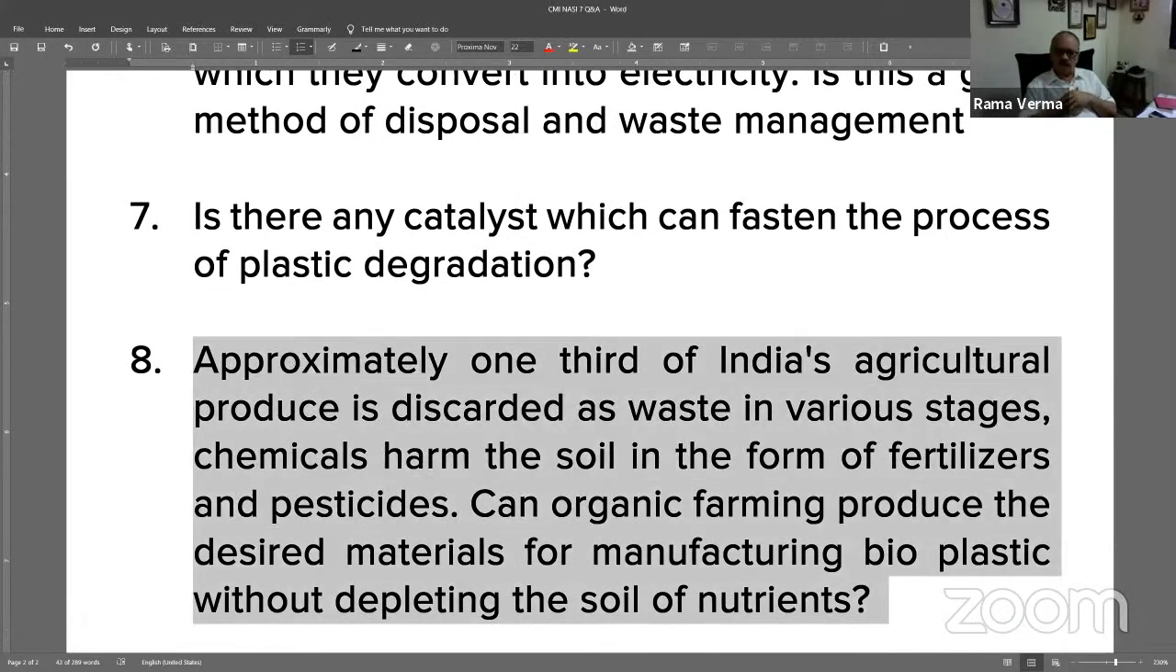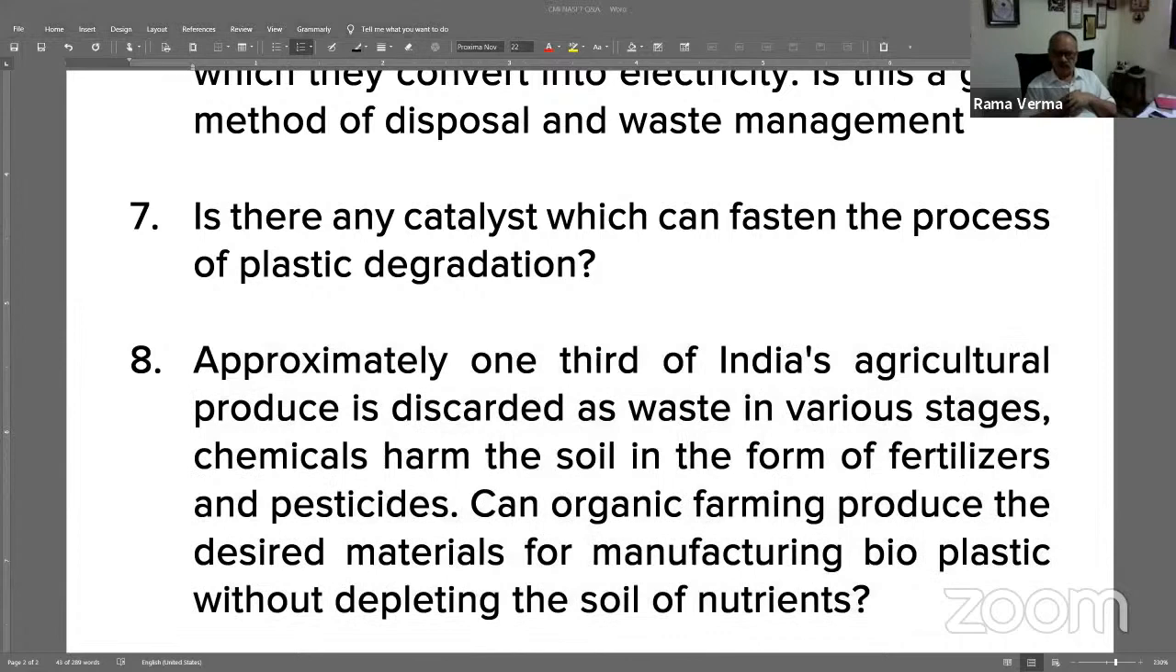Approximately 1/3 of India's agriculture produce is discarded as waste in various stages. Chemicals form in the soil in the form of fertilizer and pesticides. Can organic farming produce the desired material for manufacturing bioplastic without depleting the soil? Yes, this is the one thing. That's what I was telling you.